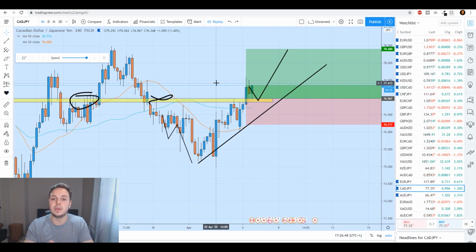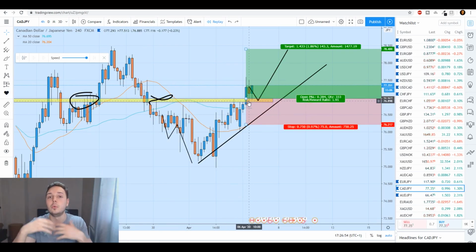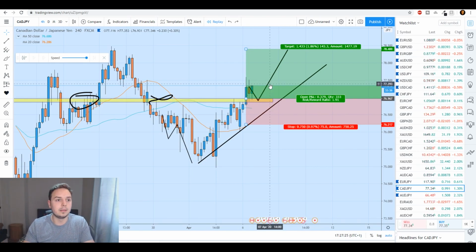Breaks don't mean anything, and usually they don't continue. They break, have a pullback, you enter there, and then there's a continuation move towards the upside in this case, or downside if you trade anything else. So I hope you understand this.